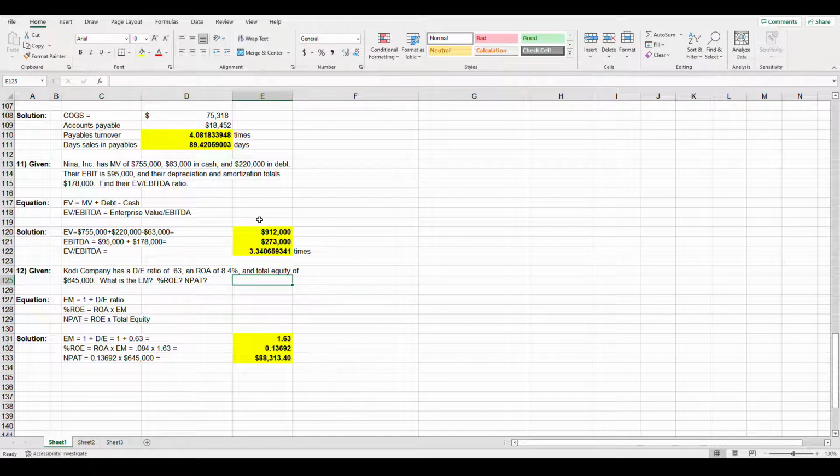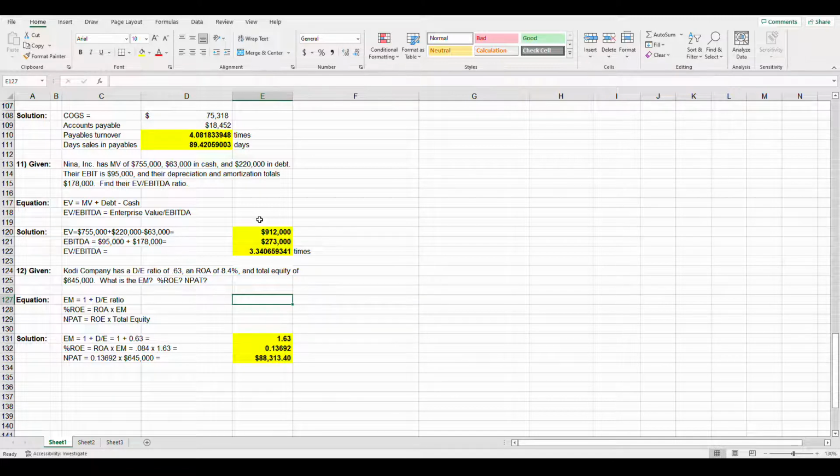assets of 8.4%, and total equity of $645,000. What is their EM, their equity multiplier, their percent ROE, return on equity, and their NPAT, or net income? So looking at our equations, equity multiplier is 1 plus debt to equity. Also can be calculated with assets over equity if you're given that. But in this case, we're going to figure out the equity multiplier by adding 1 to the debt to equity ratio.